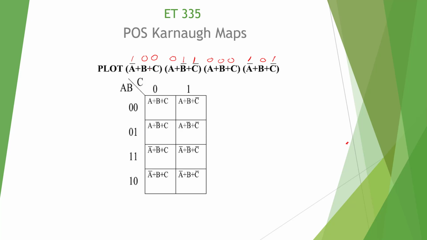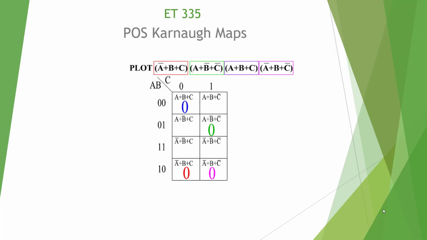And our bottom one should be, here we have our 1, 0, 0. Then a 0, 1, 1, and then a 0, 0, 0, and a 1, 0, 1. Should be a 0 here.